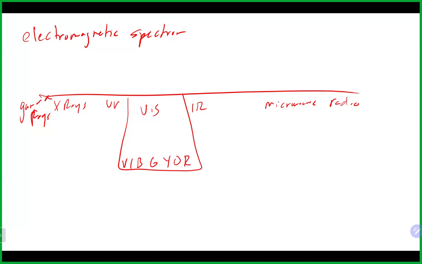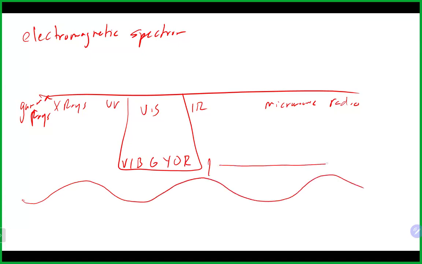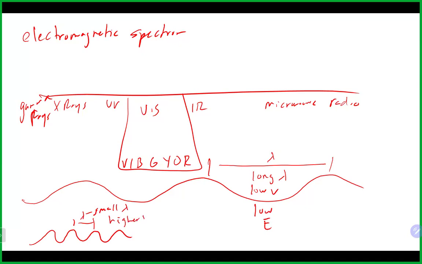There is a relationship to waves and energy. So if you have a long wavelength, you usually have a low frequency, and that's usually low in energy. Now, if you have a smaller wavelength, you usually have a higher frequency and a higher energy.